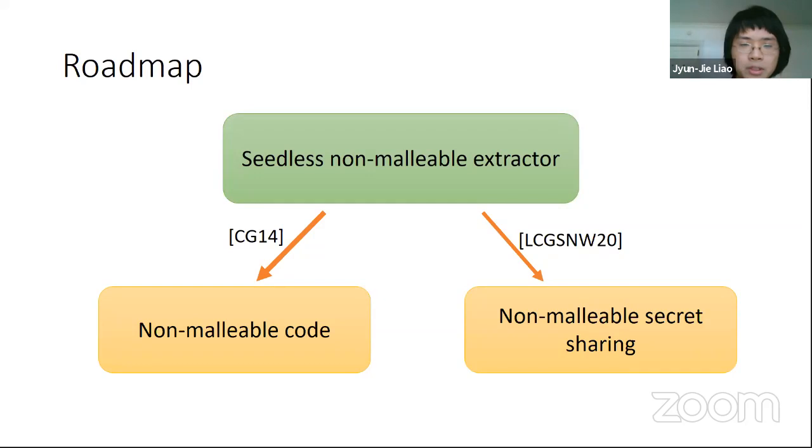To build these two results, the main building block is a seedless non-malleable extractor against polynomial tampering. But unfortunately, we don't have time to talk about this today. With this building block, we apply a reduction by Cheraghchi and Guruswami to get a non-malleable code. And then we apply another scheme by Lin et al. to get a non-malleable secret sharing. In addition, to apply these reductions, we need an efficient inverter for our non-malleable extractor. And this efficient inverter in our paper also contains some interesting new ideas, which we believe might be of independent interest.